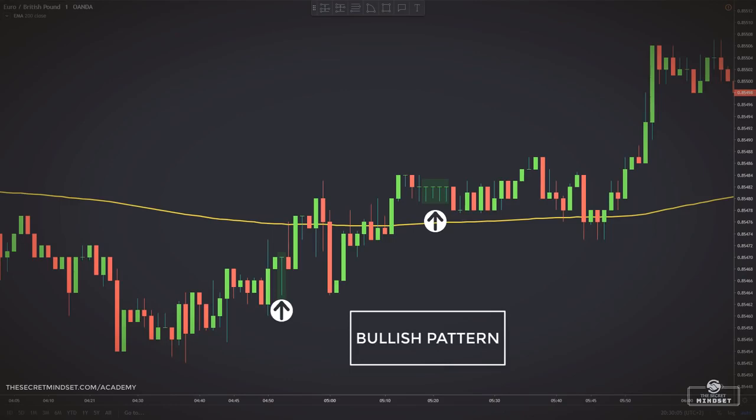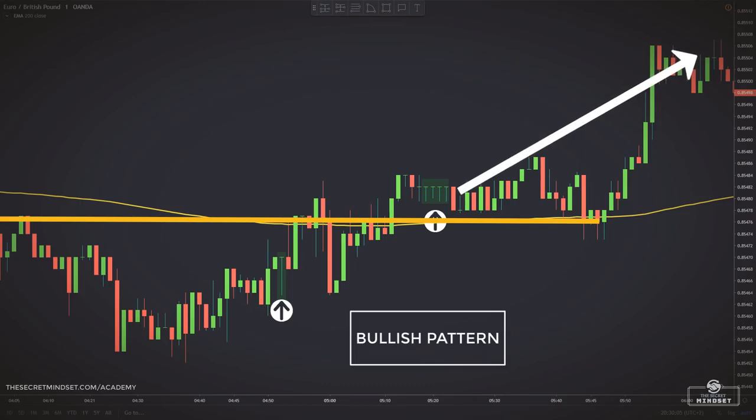If we look at this example, the dragonfly doji pattern formed near an important level of support, which indeed drove the price higher. That's why it's important to trade the pattern near strong support and resistance levels, and in combination with other tools.